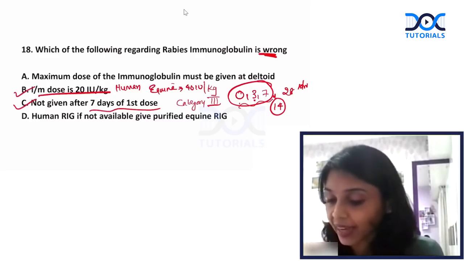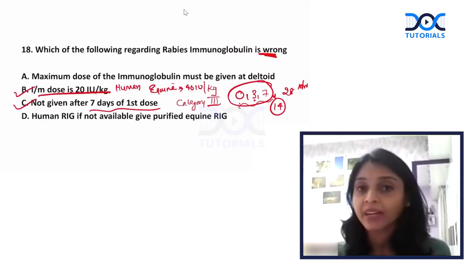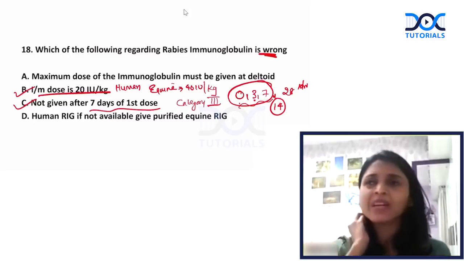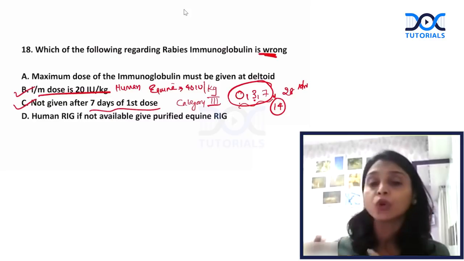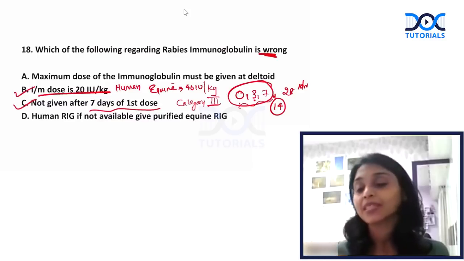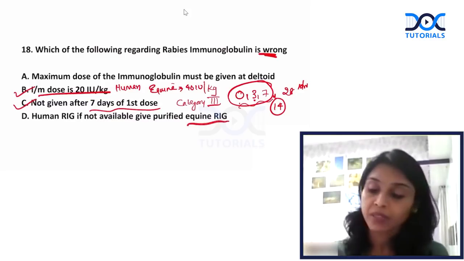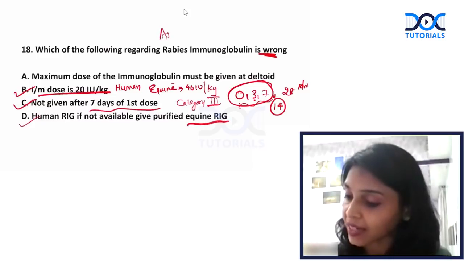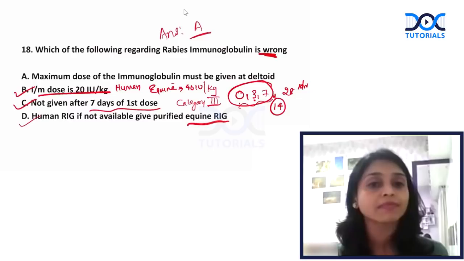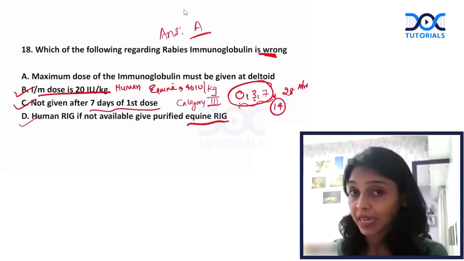This is correct. Human RIG, if not available, give purified equine immunoglobulin. Yes, human is the best, but government can't give human free of cost. It is not available in most of the hospitals. So what we have is equine rabies immunoglobulin. So this is also correct. So here the answer is, which is wrong? A is wrong. Okay. So we have covered a lot of MCQs in this.